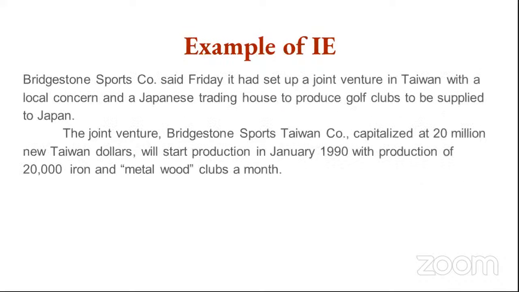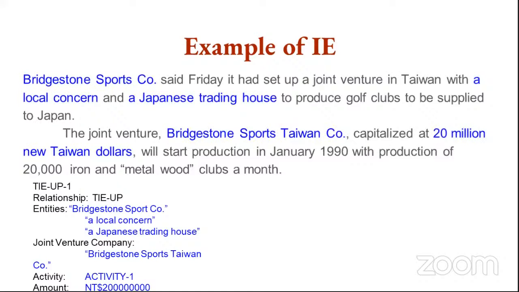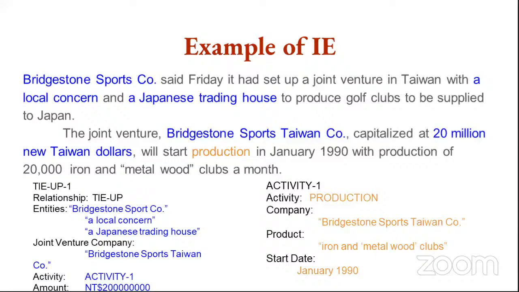So this is an example. Suppose there is a paragraph, and now you have to extract information. Suppose we have to extract information on the tie-up, the past information regarding a tie-up. For the tie-up, the entities involved are Bristol Sports Company, a local concern, and a Japanese trading house. The joint venture company is Bristol Sports Taiwan. Then there is activity one and an amount involved. Activity one is the production. The company name is Bristol Sports Taiwan Company, and the product is iron and metal wood clubs.